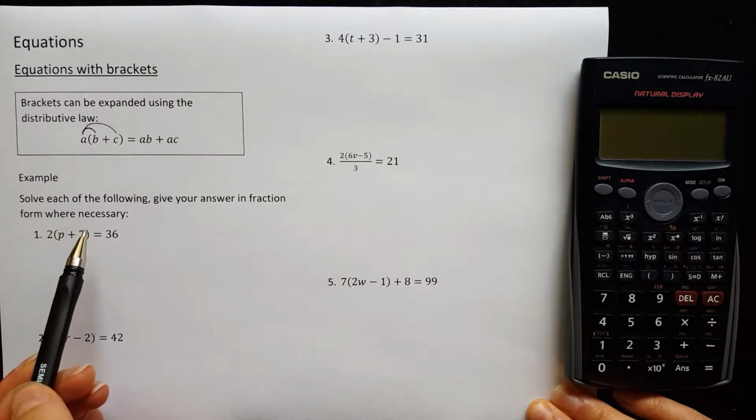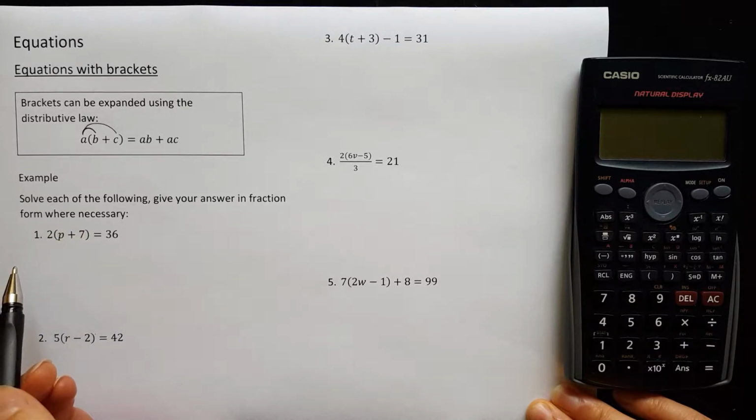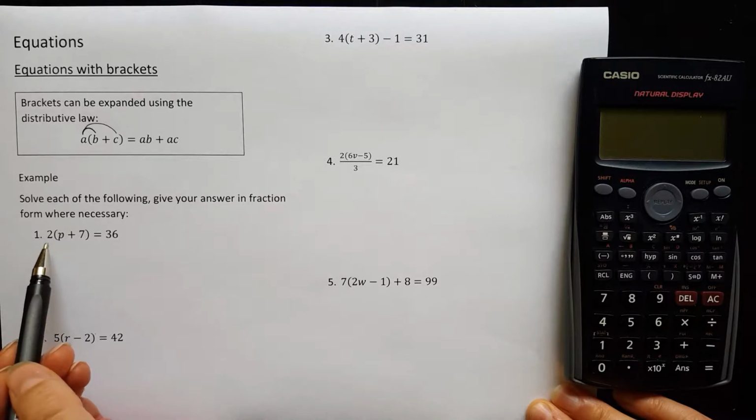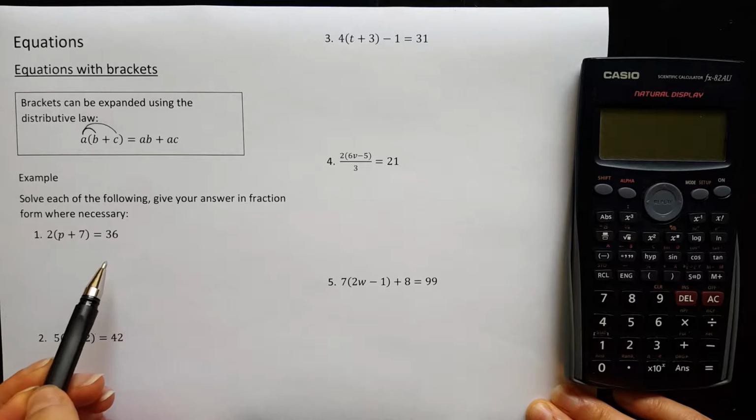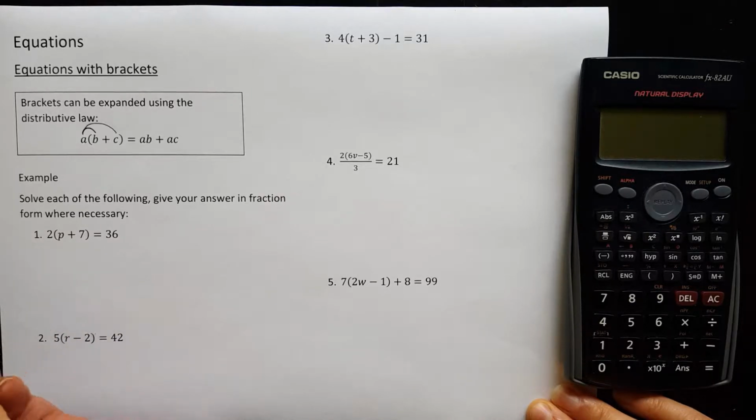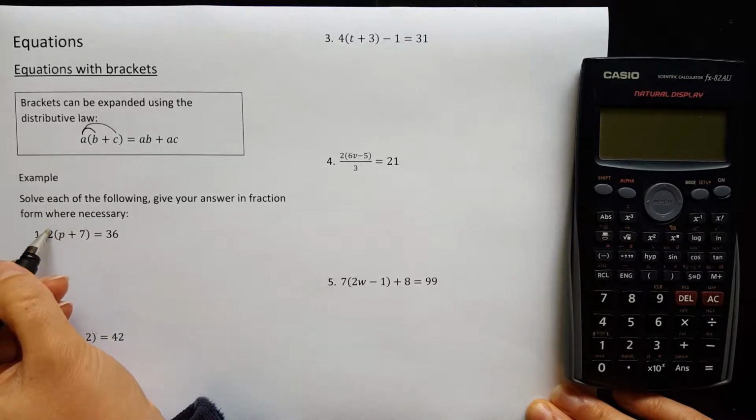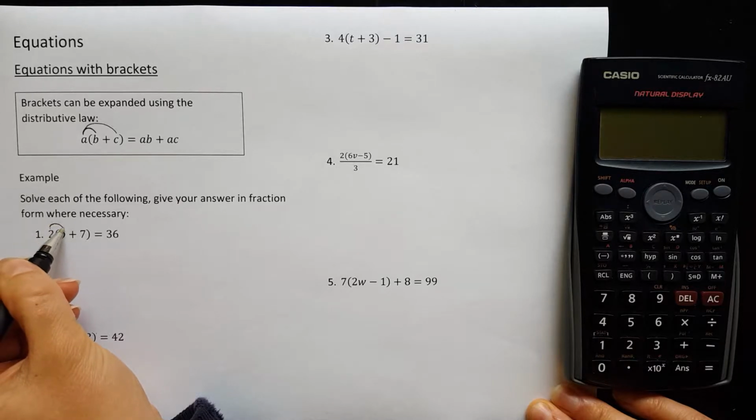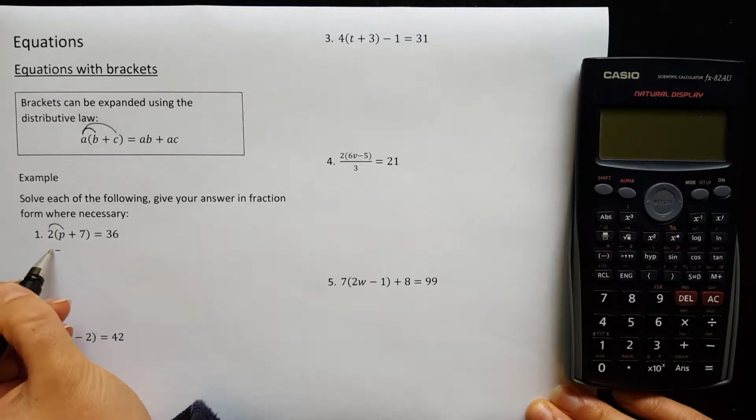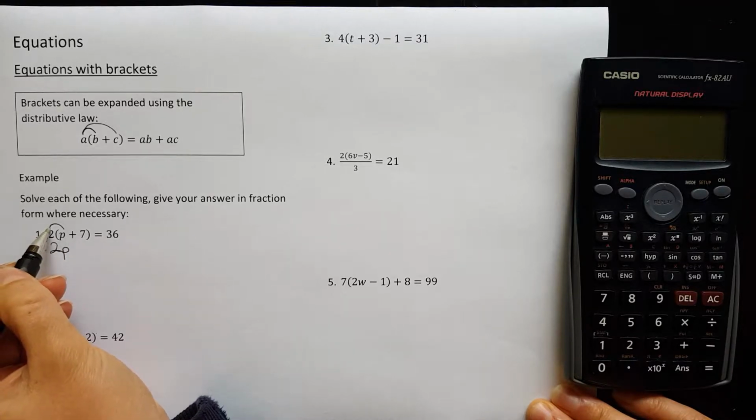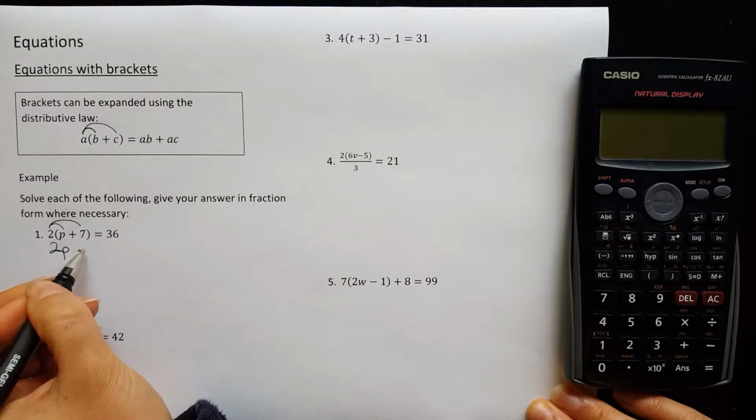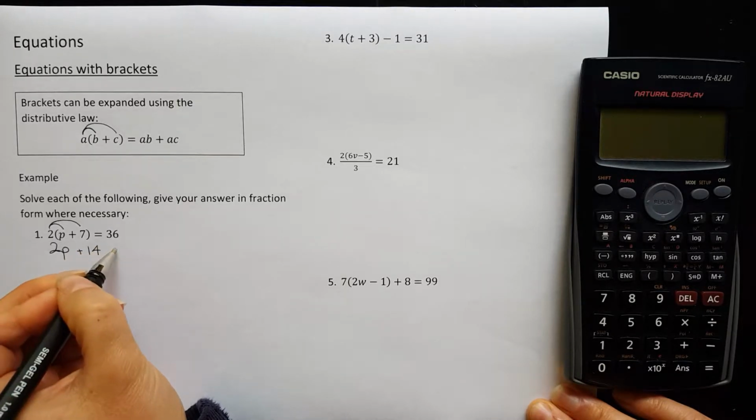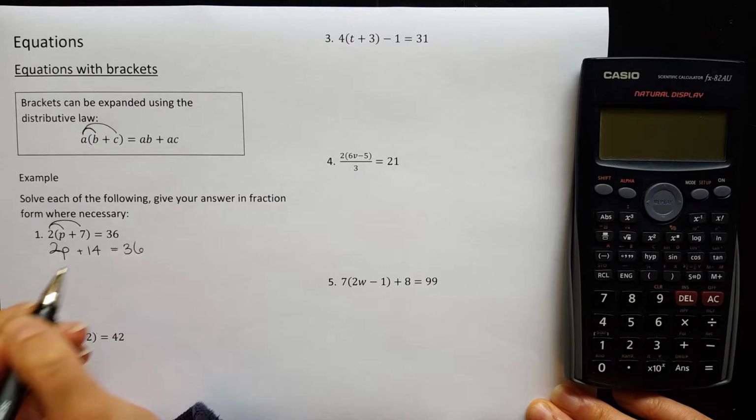Solve each of the following, give your answer in fraction form where necessary. So question 1, 2 brackets P plus 7 is equal to 36. First of all, let's expand the bracket. We need to multiply the 2 with the P, which gives us 2P. Then we multiply the 2 with the 7, which makes a positive 14. That is equal to 36.